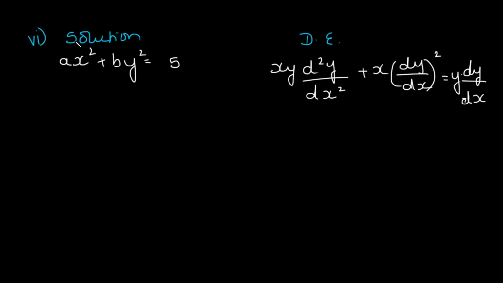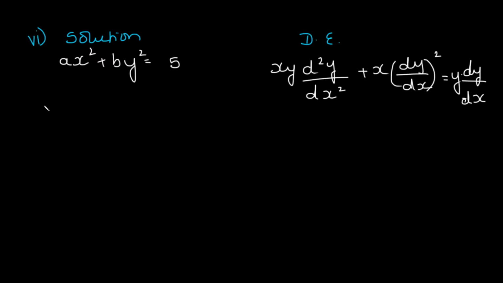The sixth question is, the function given is ax² + by² = 5. And the differential equation is xy d²y/dx² + x (dy/dx)² = y dy/dx. Now this is solved in a particular way. Just pay attention to the method in which we solve it.